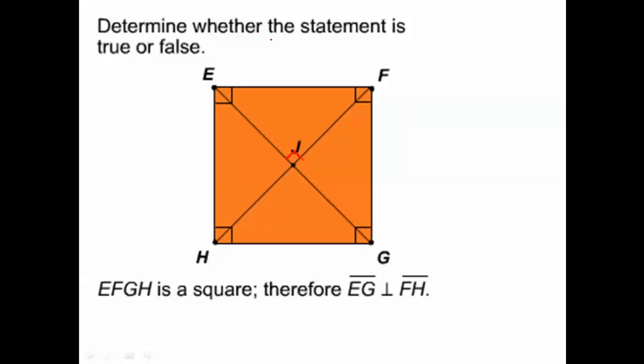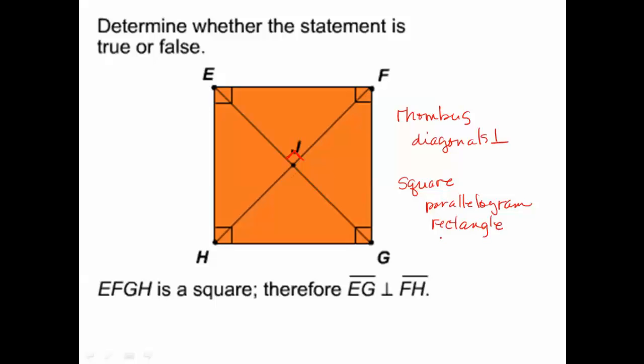If that's true, then that means those are all right angles, and I know that is true because if I look at the properties for a rhombus, those properties say, let me write that out here, for a rhombus, one of its special properties says that diagonals are perpendicular. And recall that a square has all the properties of a parallelogram, has all the properties of a rectangle, and has all the properties of a rhombus. Therefore, this statement is true.